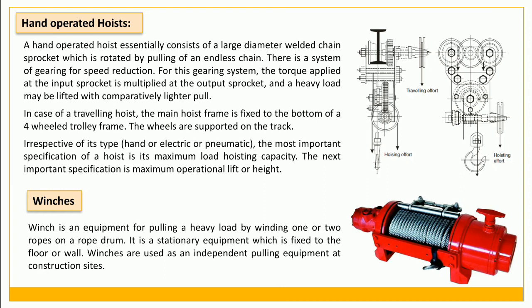The next hoisting equipment we are going to study is the winch. If you see the figure on the right hand side, the red one, you can see a similar loop with the rope drum as a winch. So a winch is an equipment for pulling heavy load by winding one or two ropes on a rope drum. It is a very common thing, and it is very much associated with the wire rope and rope drum. It is a stationary equipment which is fixed to the floor or wall. Winches, like hoists, are rugged and simple equipment with minimum maintenance. Winches may be hand operated or motor operated.